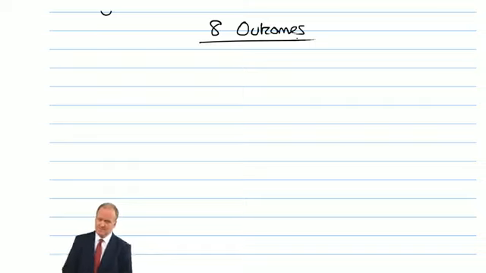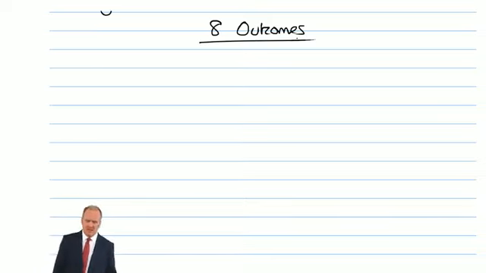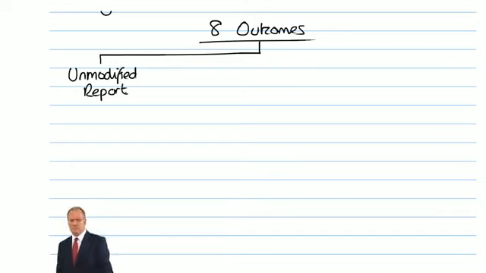So as I said, you may well get a question where you have got to look at what's going on in the story and describe the outcome in the audit report if nothing else changes. What would happen? There are 8 possible outcomes. There is the unmodified report.